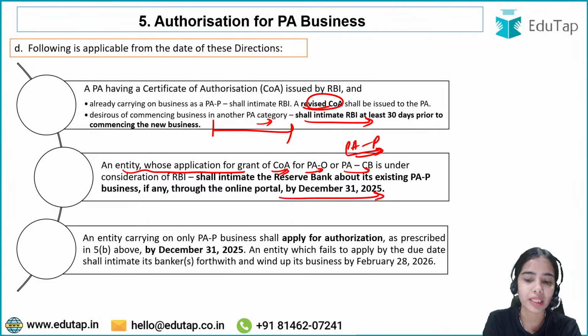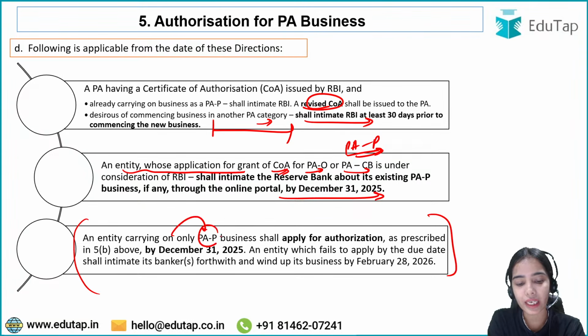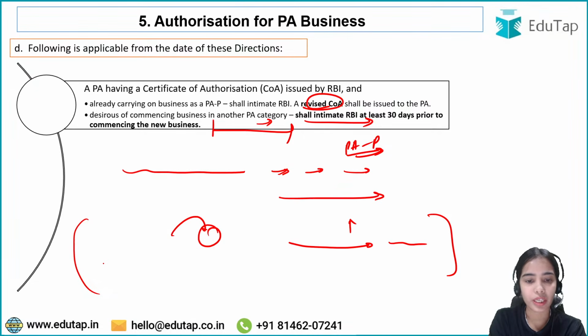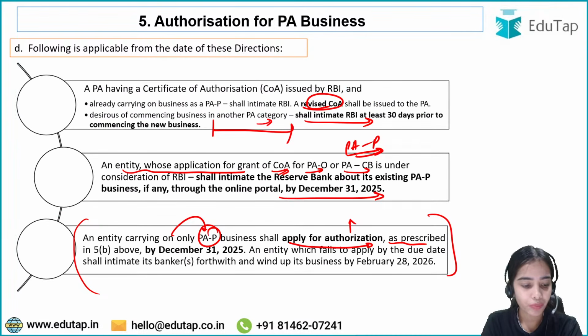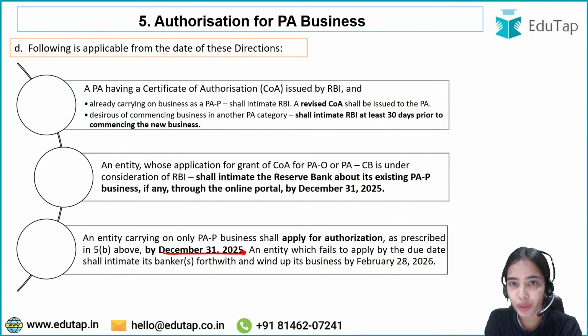This has to be informed by December 31st 2025. An entity carrying on only the payment aggregator physical business, they shall apply for authorization under the new master direction, okay, as prescribed, and they have to take the no objection certificate and such, and they have to apply within 45 days. So basically, the entity carrying on only the payment aggregator physical business that does not have the authorization till now, they shall apply for authorization by December 31st 2025. An entity which fails to apply by December 31st, 2025, they need to wind up their business by February 28, 2026.